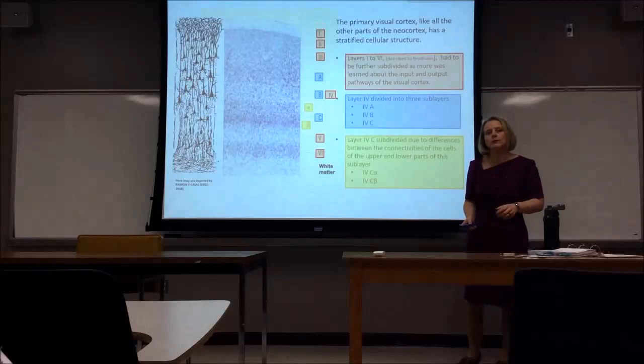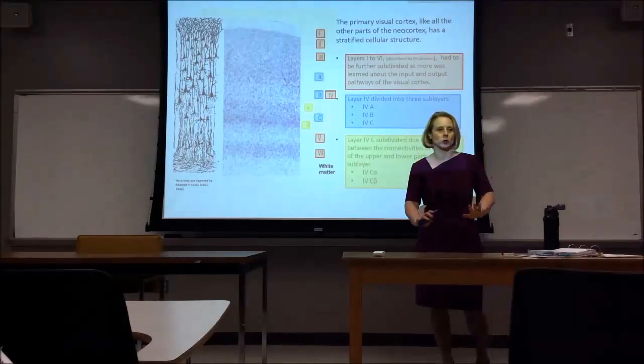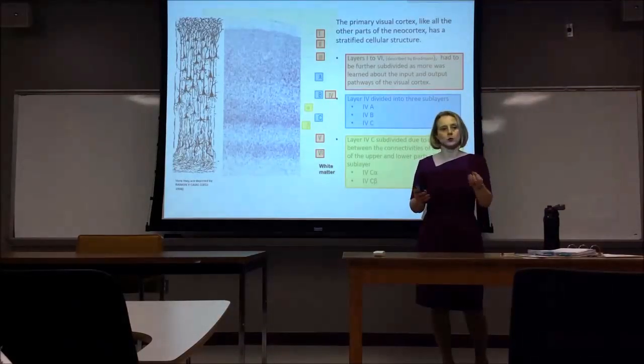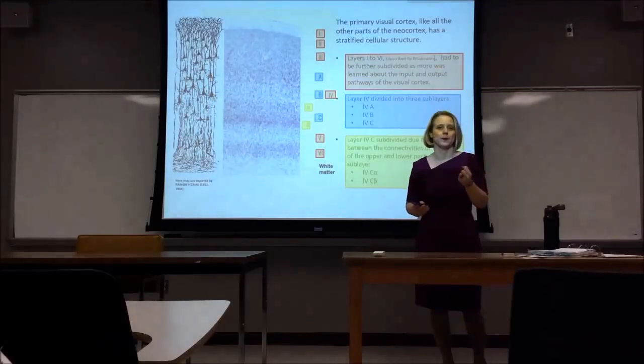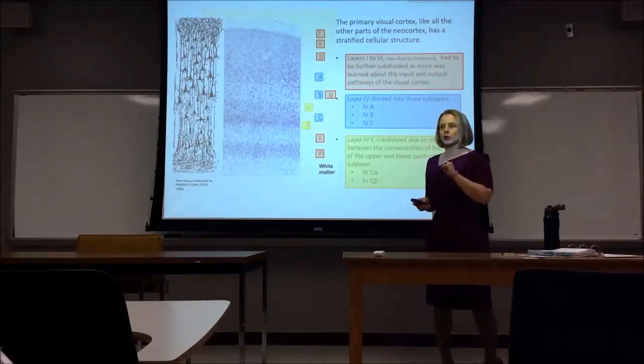But here, we're talking about what comes in versus what goes out. And so 4C alpha and beta is what comes in. It actually leaves through 3. The visual information actually leaves through 3. And I'll show you the model.